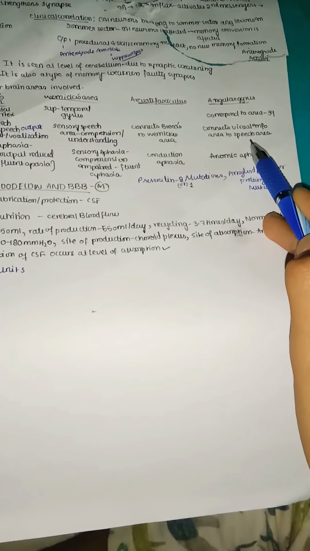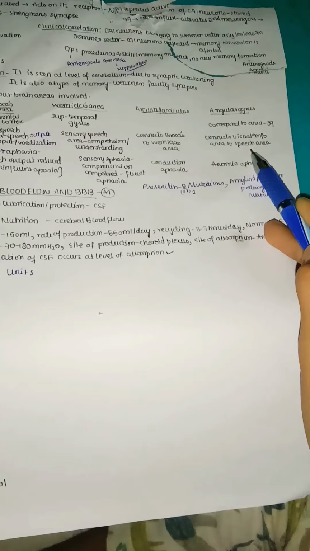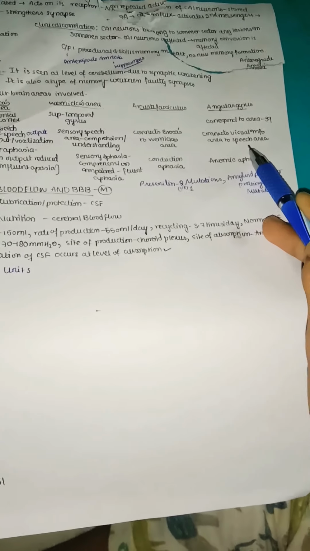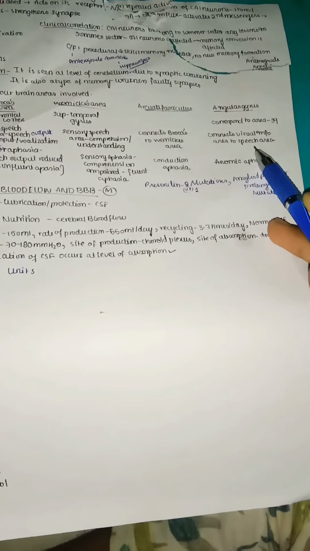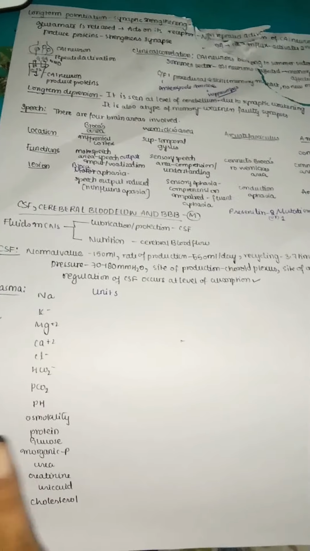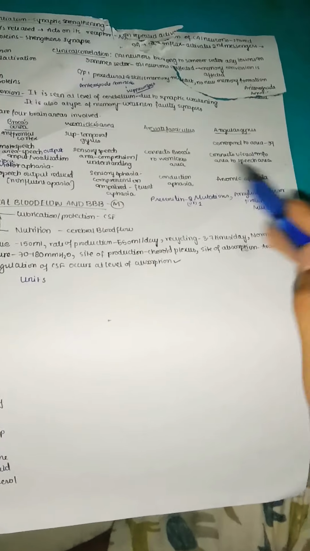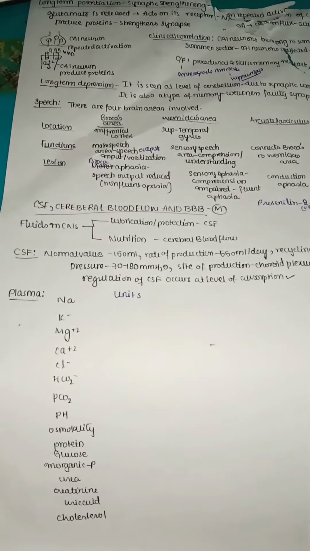And the angular gyrus mainly connects the visual information area to the speech area. So whatever you are seeing, if you want to talk about it, then that visual information should be connected to the speech area, mainly by the angular gyrus, which is area number 39 in Brodmann's classification.